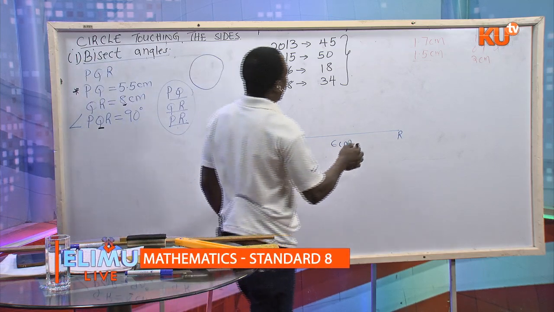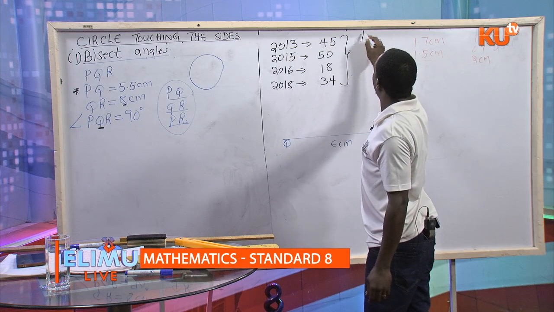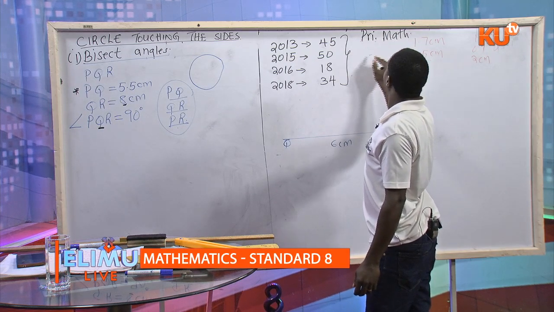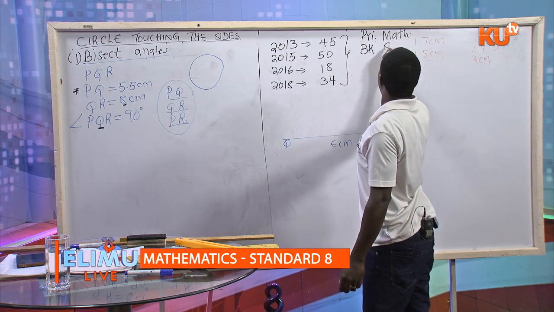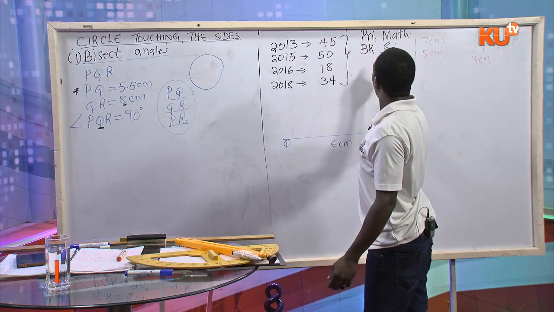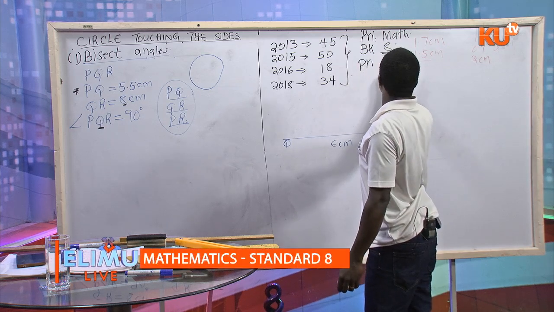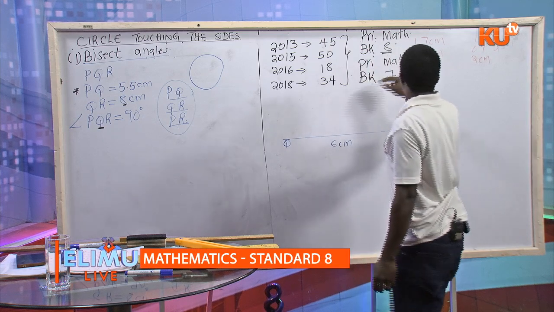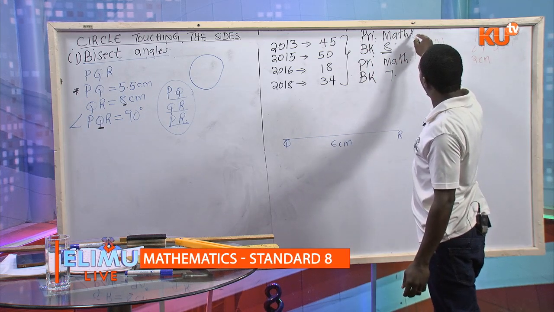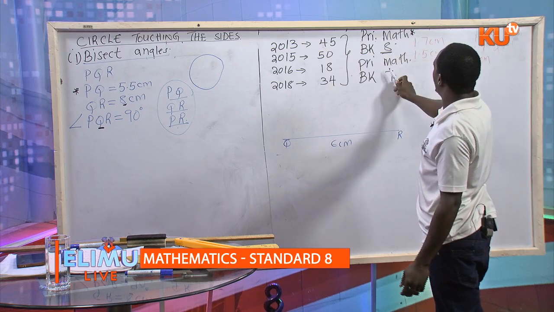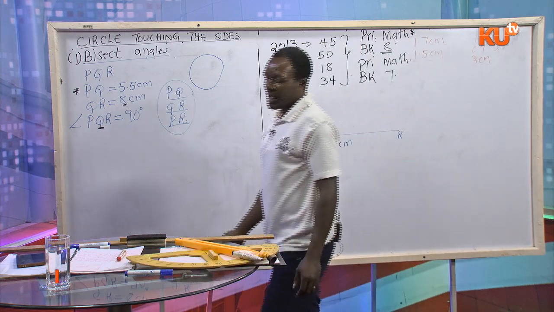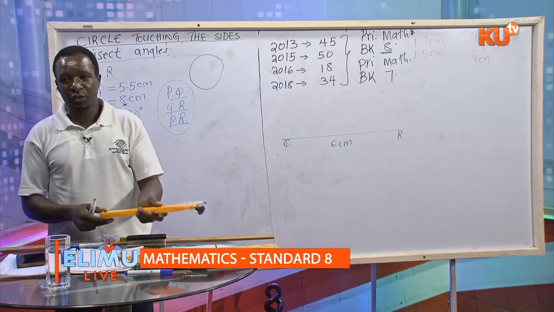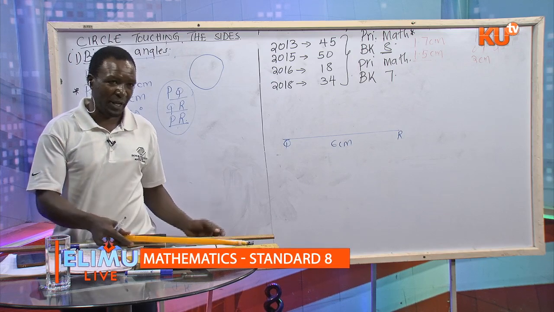If you want to do more practice, you can go to primary mathematics book 8. There are so many questions there. And also primary mathematics book 7. There are questions. If you tackle all the questions in primary maths book 8 and primary maths book 7, I'm sure you will have courage to tackle our KCPE.